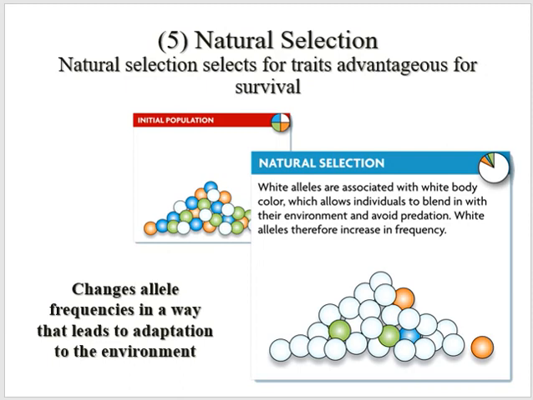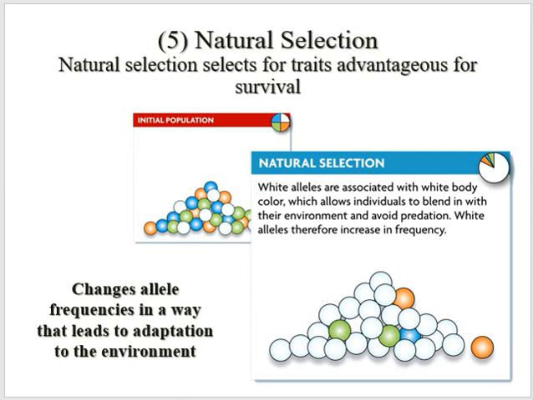So these surviving individuals, or individuals that are suited for certain environments, will have a higher fitness. They're going to be able to survive and reproduce, and therefore pass their alleles on to the next generation.